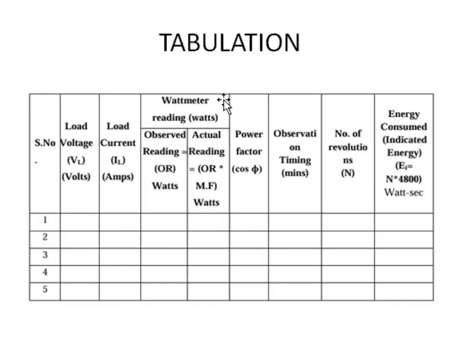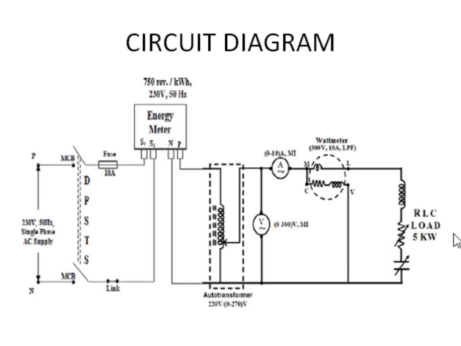So this is the tabulation. The first column is the load voltage. We are going to switch on the load, and see how much voltage there will be.